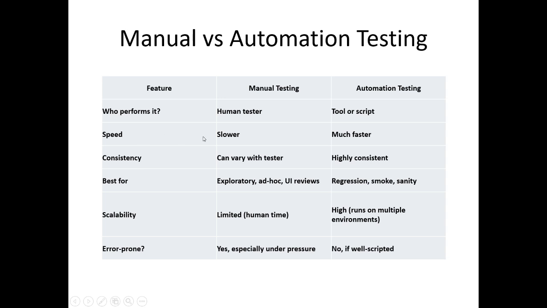Second is speed. Manual testing is slower compared to automation testing, because a human tester needs to do it. But automation is much faster. If a tester needs to execute 100 test cases manually, it will take more than a week. But if the 100 test cases have been automated, the script will take only 4 or 5 hours. If we run the script at night, log off and go home, tomorrow morning when we come back, we can see the result.